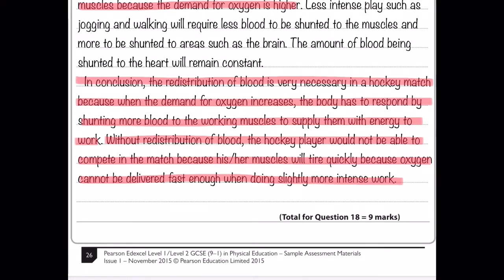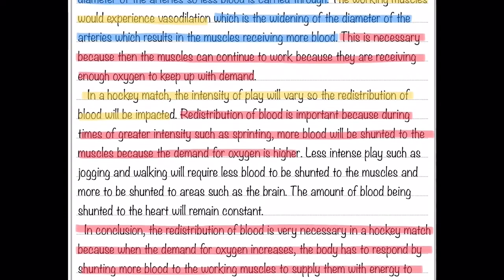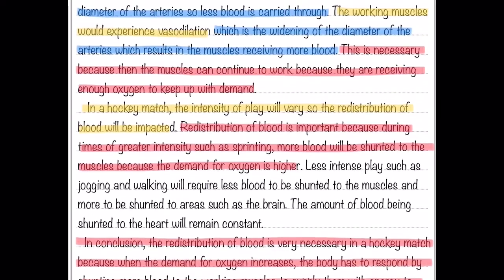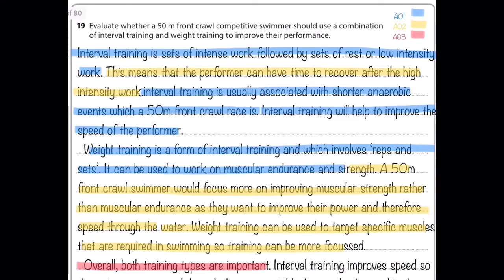So here we've said why redistribution of blood is important, and then we've said what would happen without it. So that question, if you gave that answer, would get you 9 marks because you've included quite even amounts of AO3, AO2 and AO1. So on to our next question.